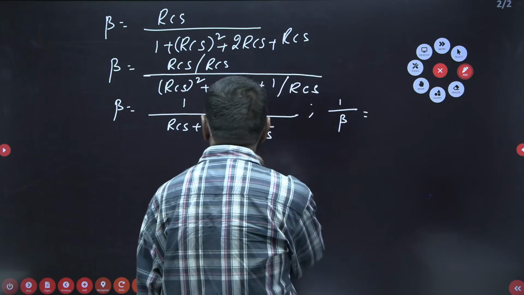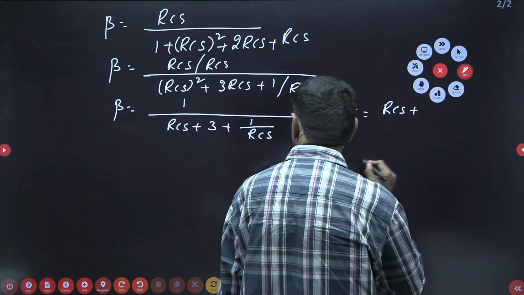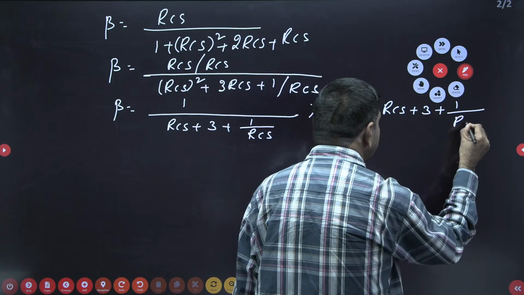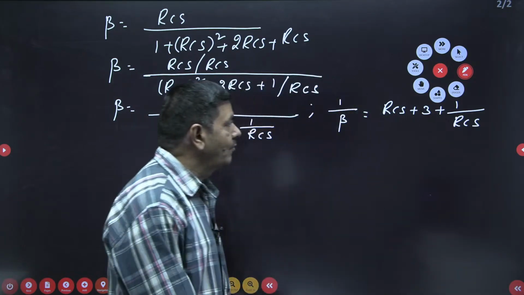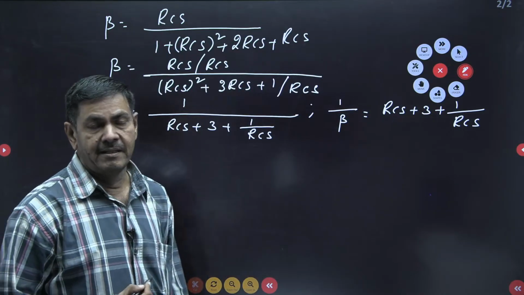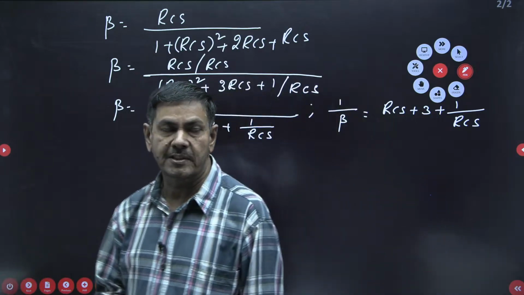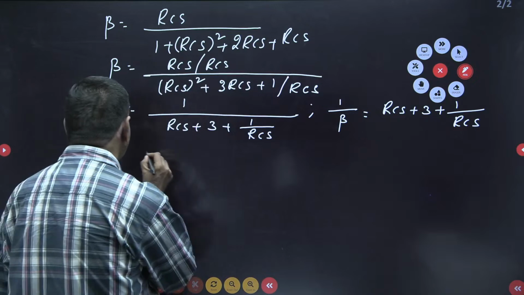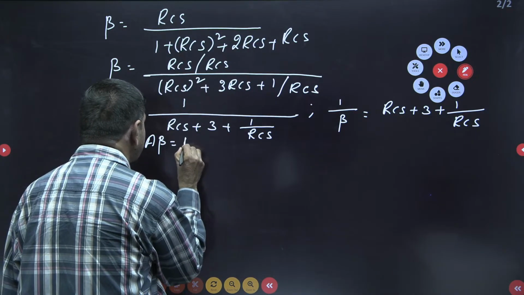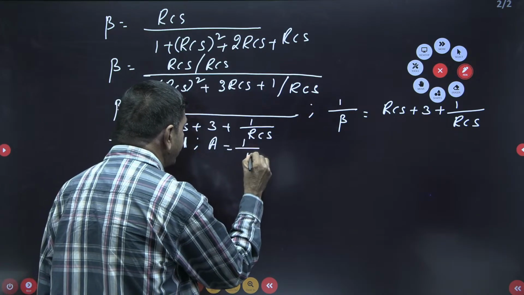1 by beta means RCS plus 3 plus 1 by RCS I can write. 1 by RCS, 1 by beta I have taken here now. Now we can apply the Barkhausen condition. By using the Barkhausen condition, we can get the answer very easily now. How can we get it? We know very well A beta must be equal to 1 as per the Barkhausen condition. A equal to 1 by beta.